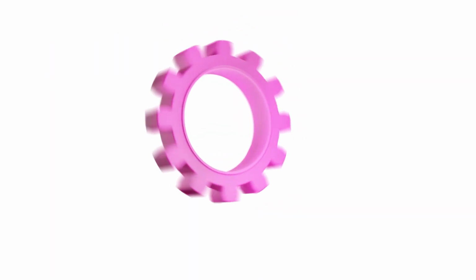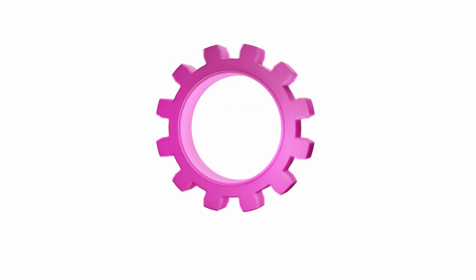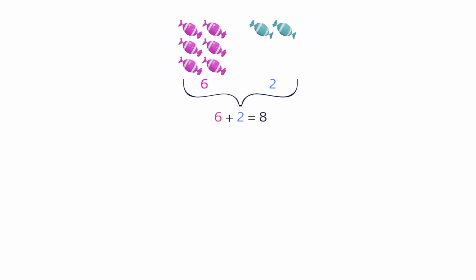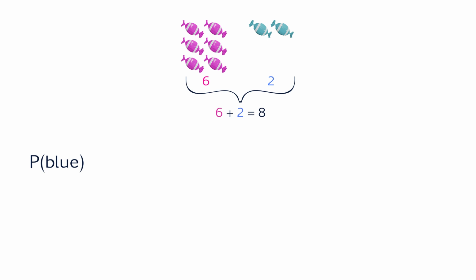Now let's think about a different example. You have a pile of candy. You count the pieces and find that 6 are pink and 2 blue. In total, you have 6 plus 2 pieces of candy, which is 8. Your friend then mixes them together and tells you to pick one at random with your eyes closed. What is the probability of picking a blue piece of candy?